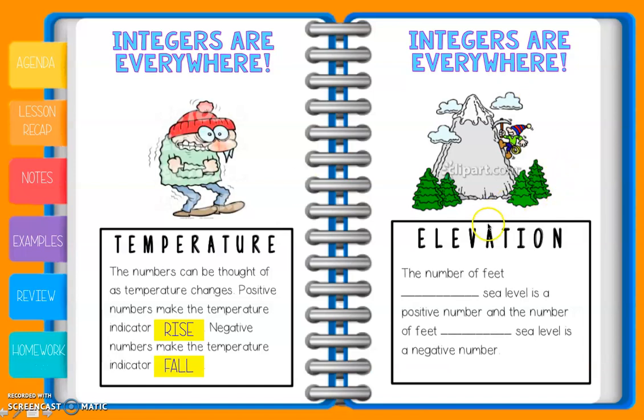Okay, when we talk about elevation, we talk about feet above sea level or feet below sea level. Above sea level is obviously a positive elevation, where below sea level would be a negative elevation.